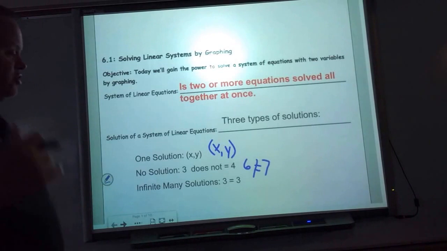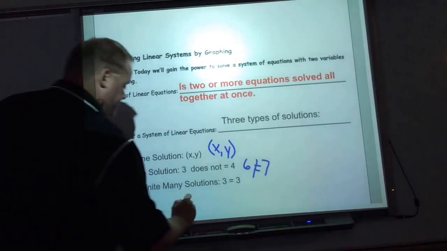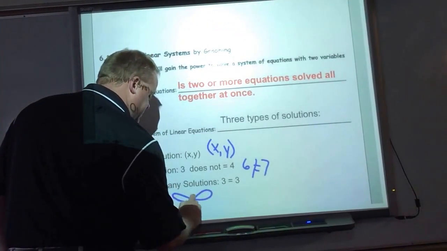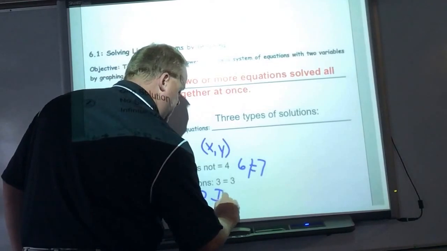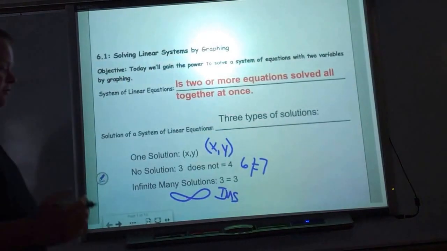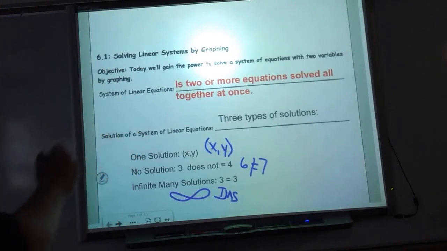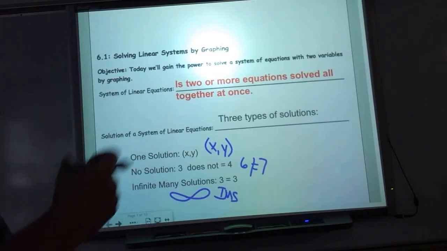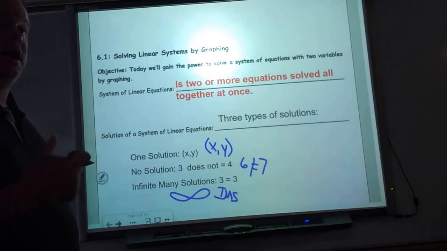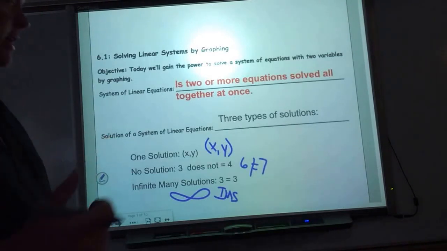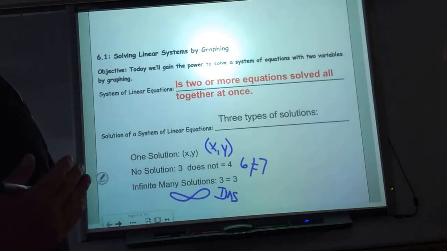And the last one, the third solution, would be infinitely many solutions, sometimes commonly referred to by this symbol, or you could use IMS for infinitely many solutions. But the bottom line is you come up with an equation like 3 equals 3. So if I have a system of linear equations and I come up with 3 equals 3, then I know that I'm going to have infinitely many solutions, i.e. it's just going to be one line.